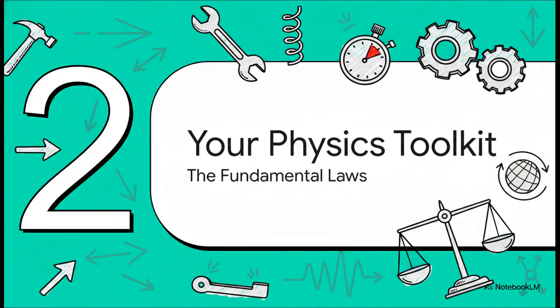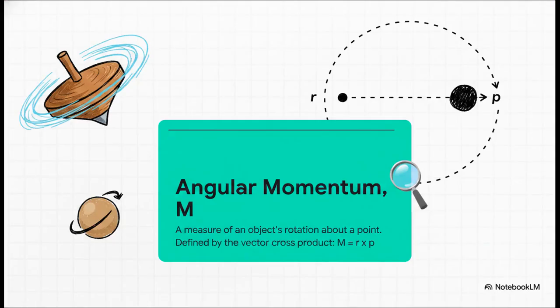Section 2. Now, this might sound a little intimidating, but trust me, we only need a couple of fundamental laws to crack this nut. So let's open up our physics toolkit. First up, angular momentum, which we denote with a big M. Now, don't just think of spinning tops. It's really a measure of an object's, well, its quantity of rotation about a point. The formula is a vector cross product: the position vector r from that point to the object crossed with the object's linear momentum p. So what does that mean? It means angular momentum depends not just on how the thing is moving, but also on where it is, relative to where we're watching from.